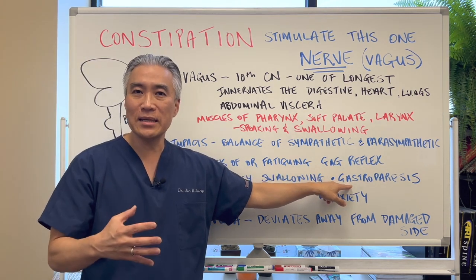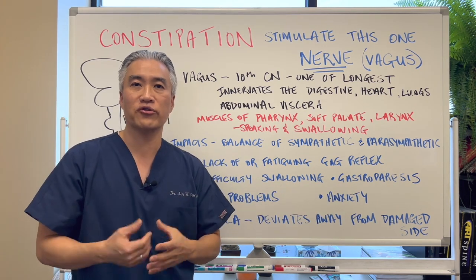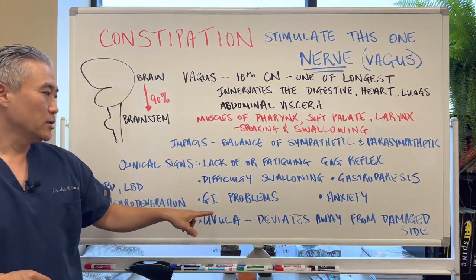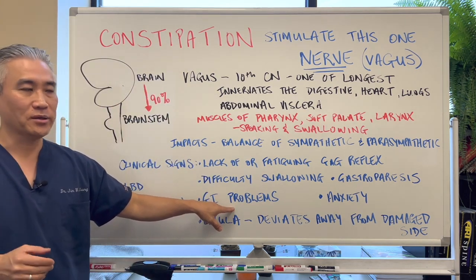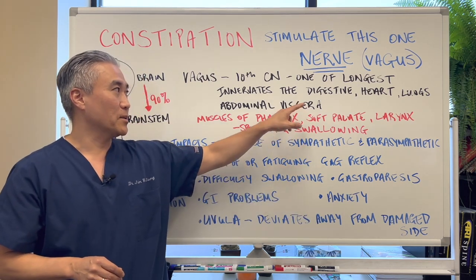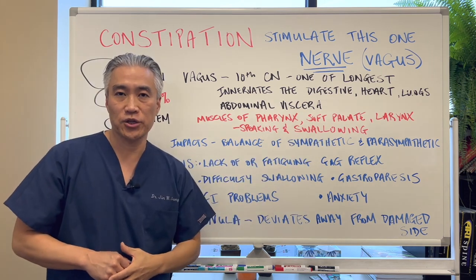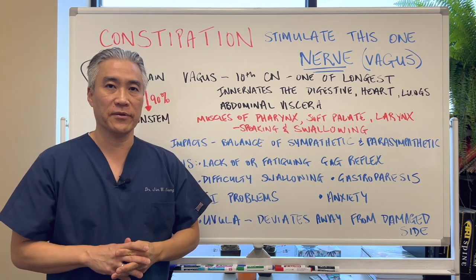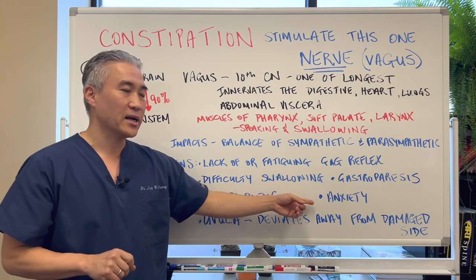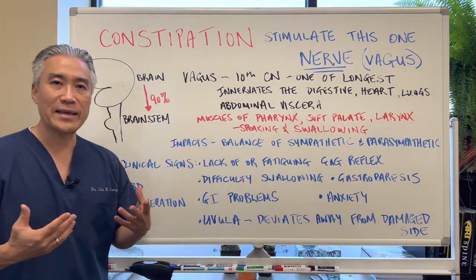Gastroparesis, inability to digest your foods at a normal rate or normal transit rate. GI problems, constipation, big one. Anxiety, because it's parasympathetic and sympathetic. If you don't have parasympathetic function or proper parasympathetic function, you're going to have anxiety. You're always in that fight or flight mode.